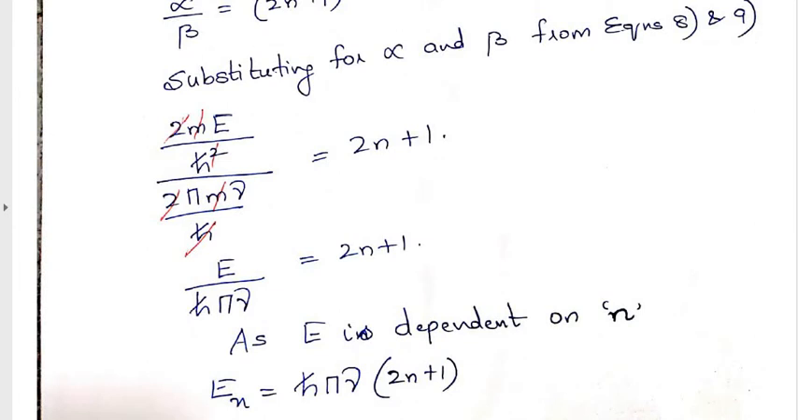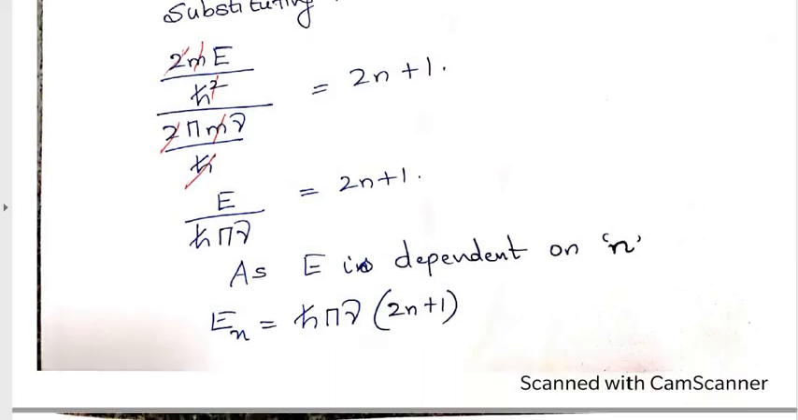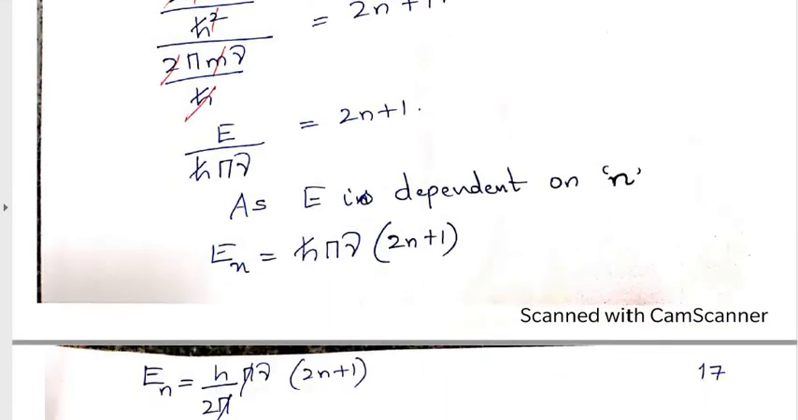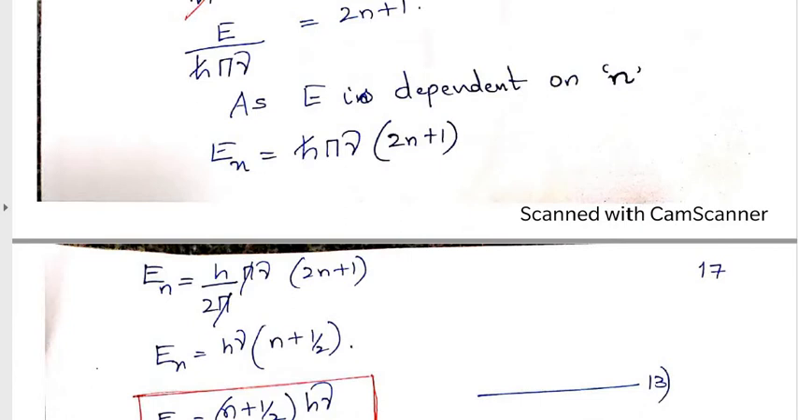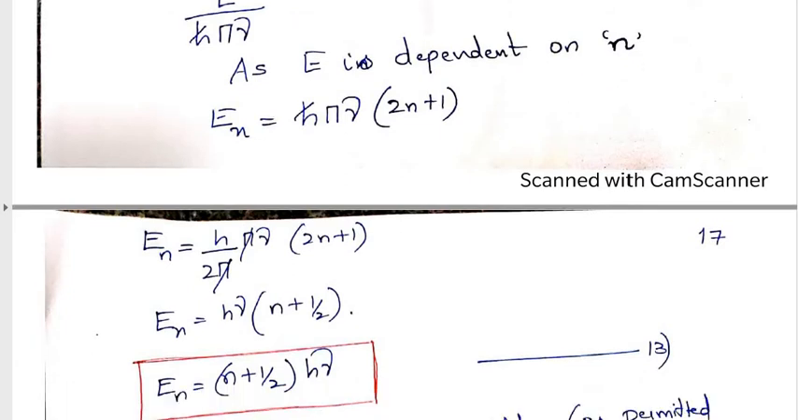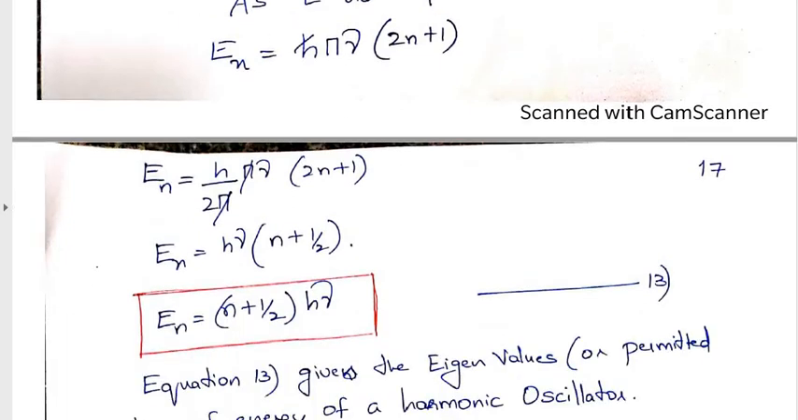So E is equal to h bar pi nu whole multiplied by 2n plus 1. Once again, on simplification, h bar is replaced by h by 2 pi. What we have is En is equal to h nu into n plus half, or En is equal to n plus half h nu. So for a given harmonic oscillator, h, the Planck's constant, is a constant as it is.